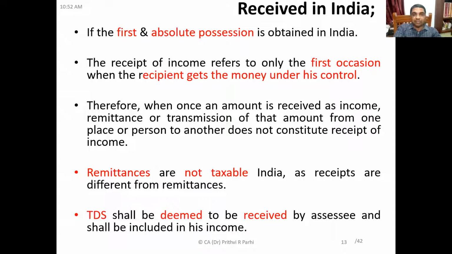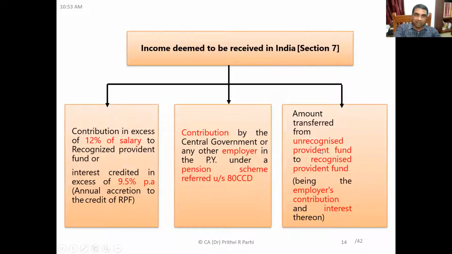Okay, so if you read this last point, which is there in this slide, TDS shall be deemed to be received by RCC and shall be included in his total income. Okay, so your income will be considered in this case 1 lakh rupees. Now, next concept is that income deemed to be received in India.